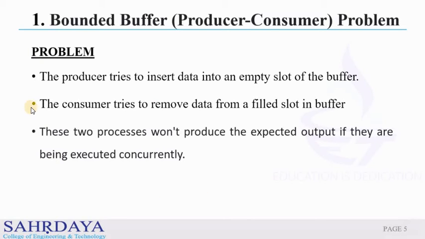Now let us take a look at the problem. The producer tries to insert data into an empty slot of the buffer. The consumer tries to remove data from a filled slot in the buffer. These two processes won't produce the expected output if they are executed concurrently. So as I said, the producer tries to enter data in an empty slot and the consumer tries to remove it. When the processes are run simultaneously, they will not give the expected results. So we need to make sure that the producer and the consumer run independently.